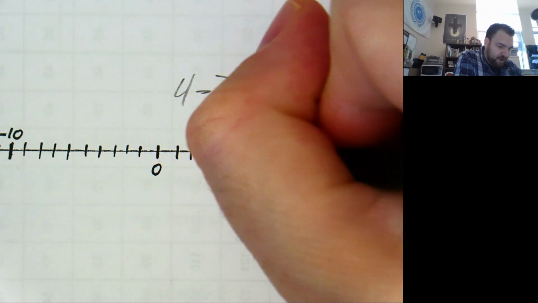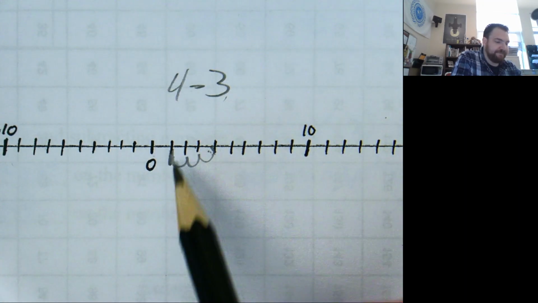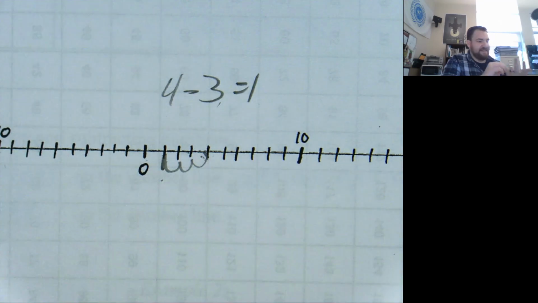So I'm going to go from here. I'm going to go 1, 2, 3. What number am I at? 1. So 4 minus 3 is 1, and that's how we use a number line to model that.